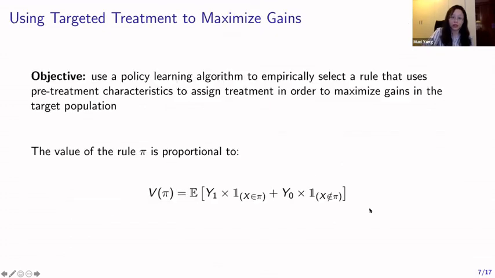The formal question we study is how to use targeted treatment to maximize the net benefit of the program. We follow a method called empirical welfare maximization to empirically search for a rule that uses pre-treatment characteristics to assign treatment in order to maximize gains in the target population. The value of a rule, which is denoted as pi, can be defined in potential outcome terms. It is proportional to the expectation of potential outcome y1 for those treated and potential outcome y0 for those not treated.